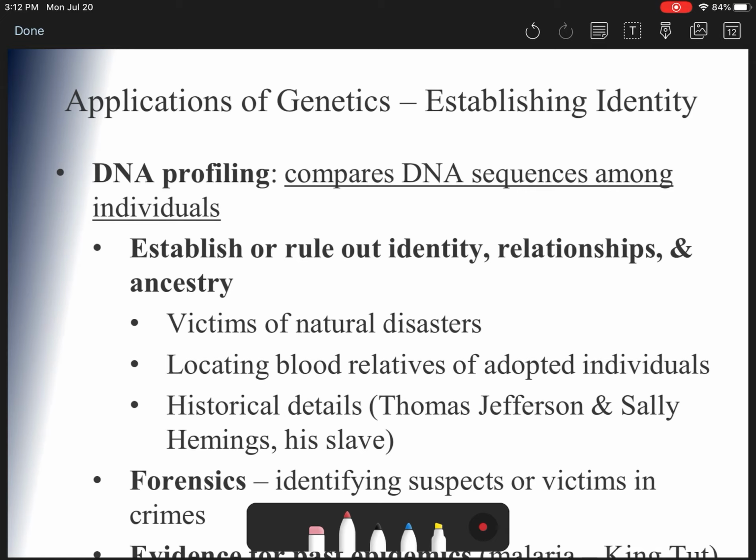So now that we're done with the different levels of genetics, how can we apply it? Why is it important to study genetics? What are some areas in the real world where we can apply this study of genetics? Well, one of the things is to establish identity. We can use genetics, and you may have heard the term DNA profiling. It used to be called DNA fingerprinting.